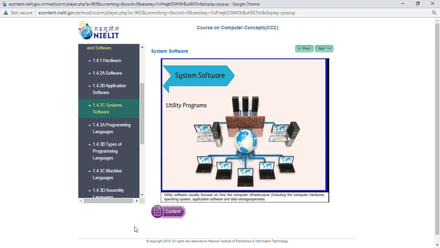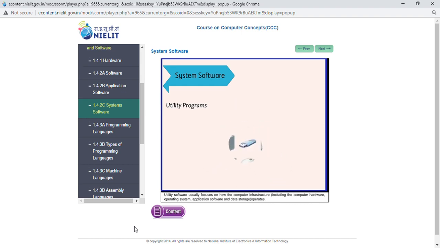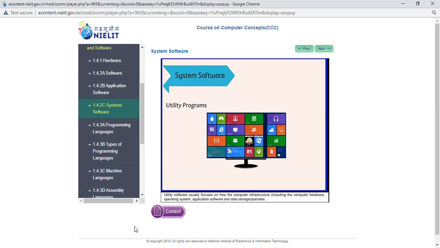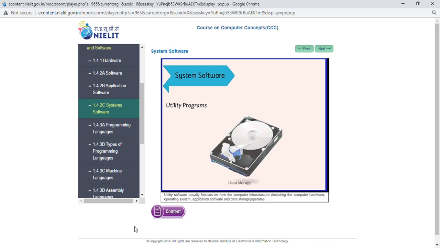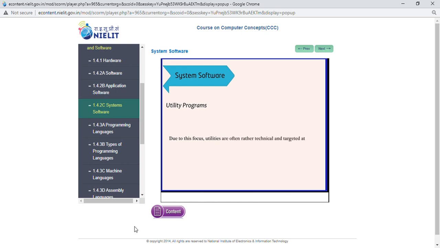Utility software usually focuses on how the computer infrastructure, that is, including the computer hardware, operating system, application software, and data storage, operates. Due to this focus, utilities are often rather technical and targeted at people with an advanced level of computer knowledge.